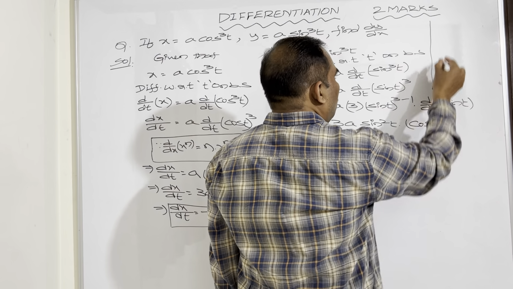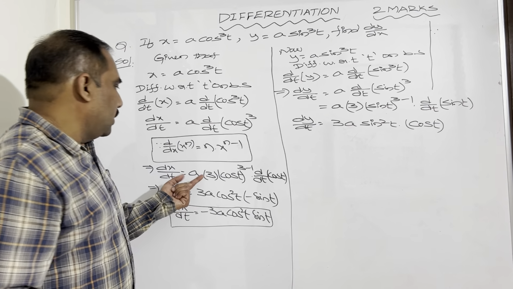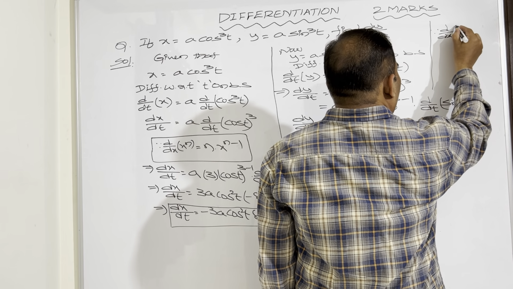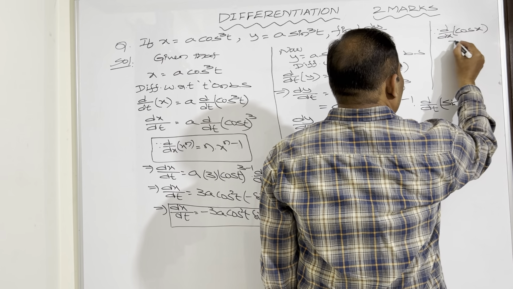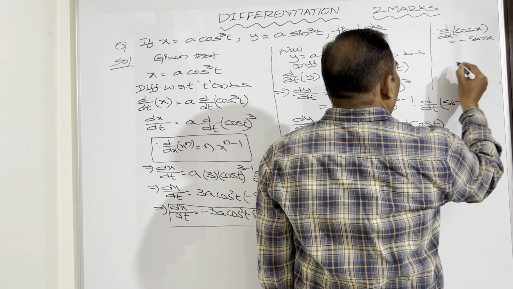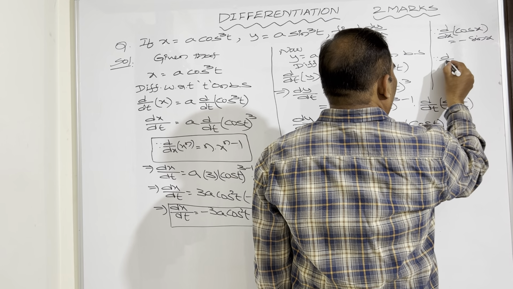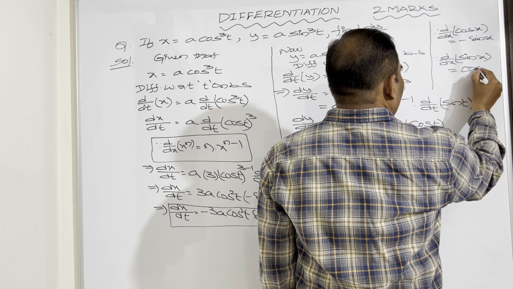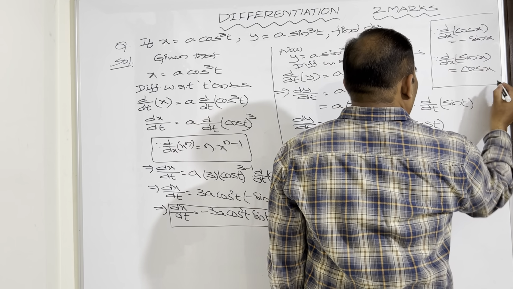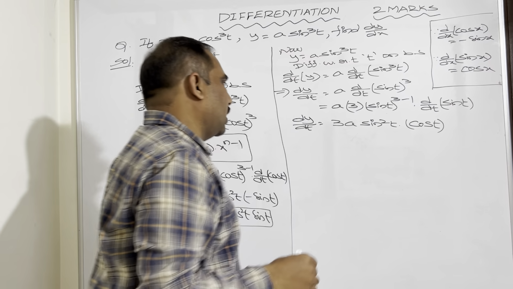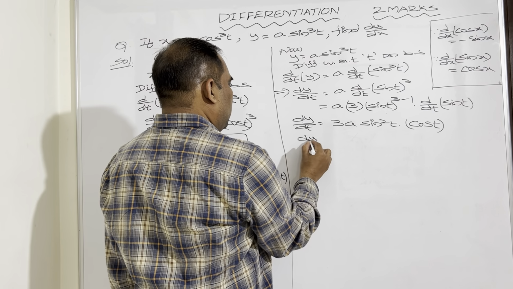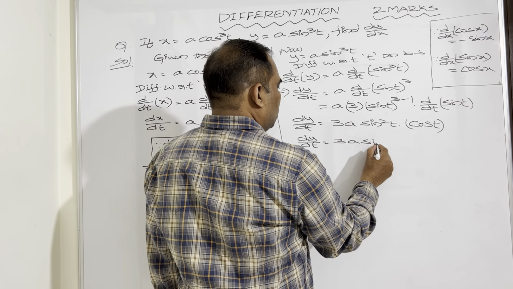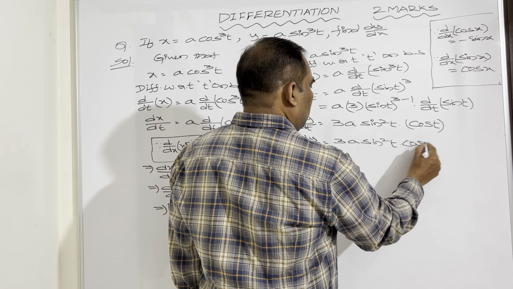Here we know the standard form, which I also applied. Using the formula, the derivative of cos x is minus sin x, and similarly the derivative of sin x is cos x. So I applied here that the derivative of sin t is cos t. So finally what we get is dy by dt is equal to 3a sin square t cos t.